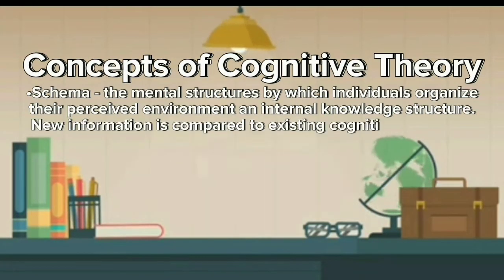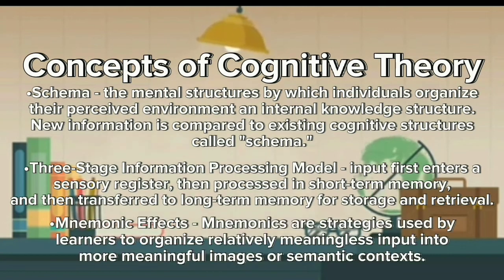Concepts of cognitive theory. Schema: the mental structures by which individuals organize their perceived environment and internal knowledge structure. New information is compared to existing cognitive structures called schema. Three-stage information processing model: input first enters a sensory register, then is processed into short-term memory, and then transferred to long-term memory for storage and retrieval.